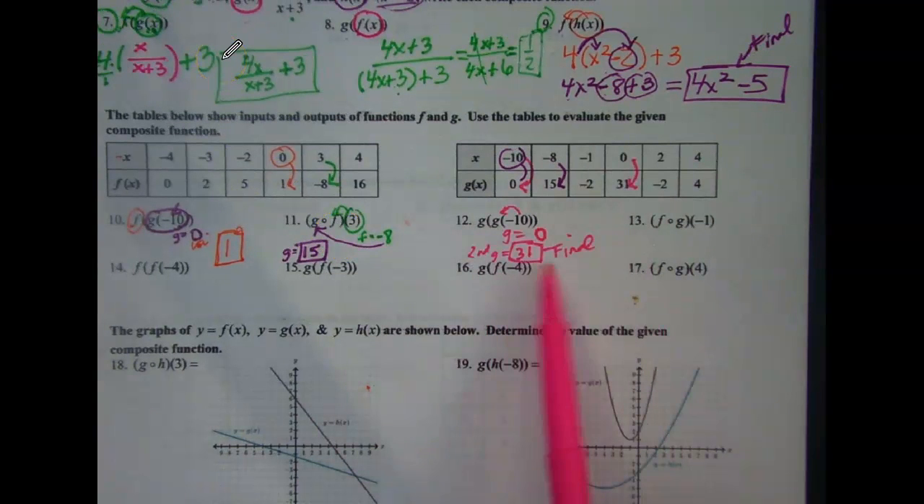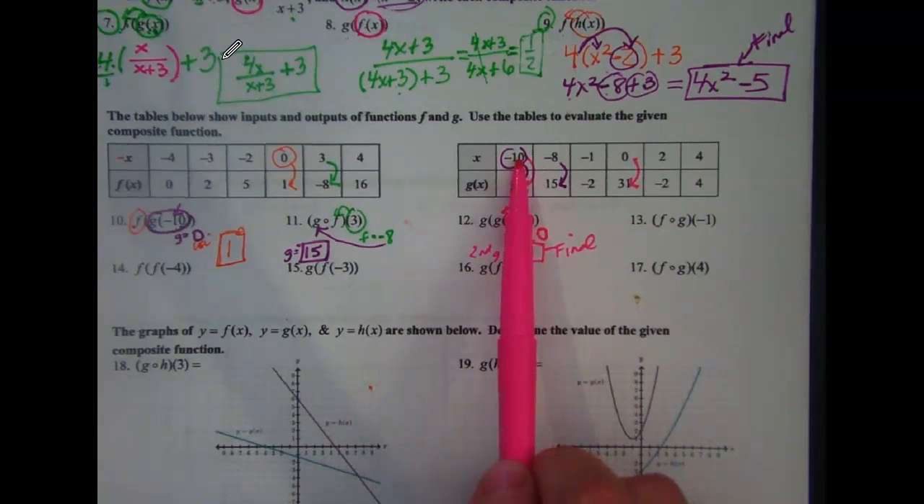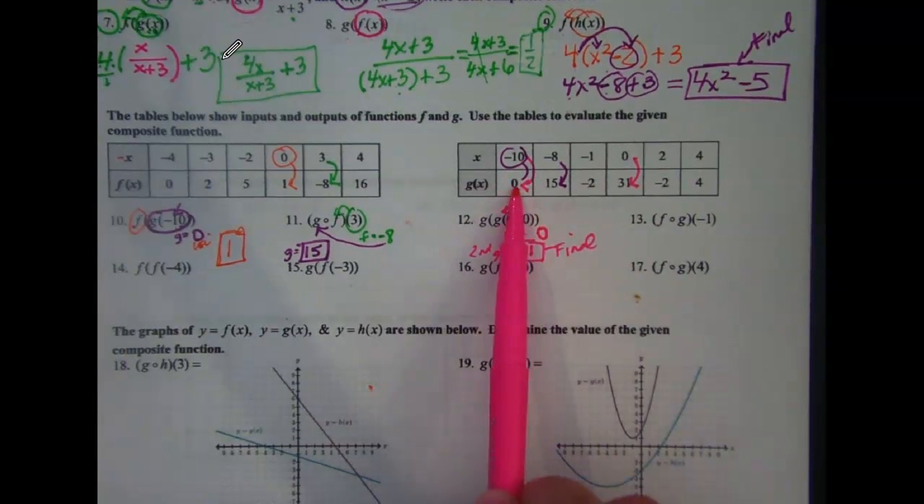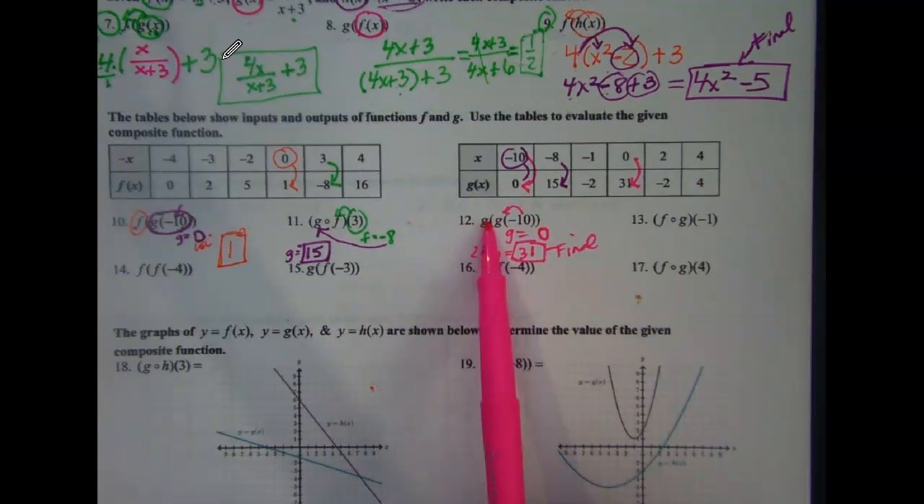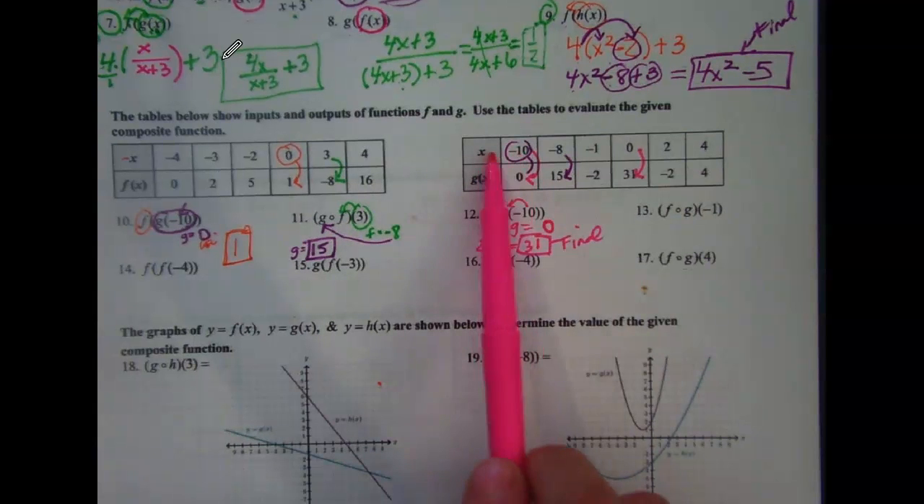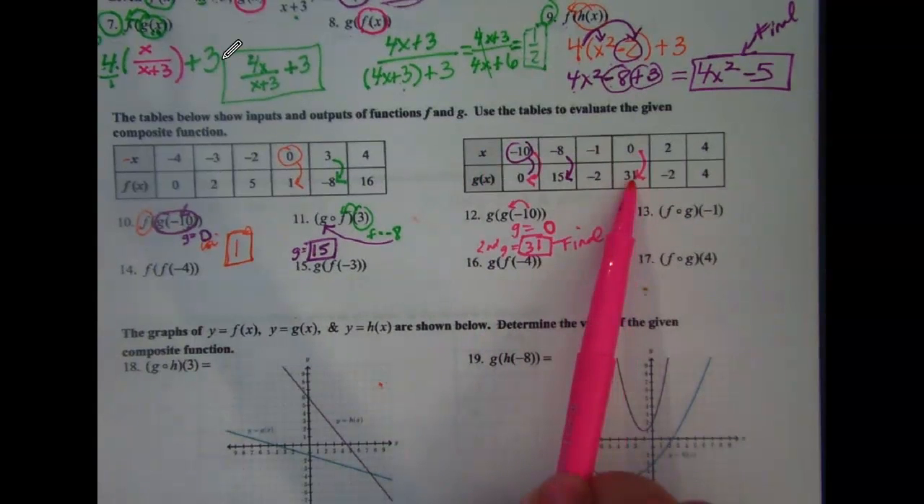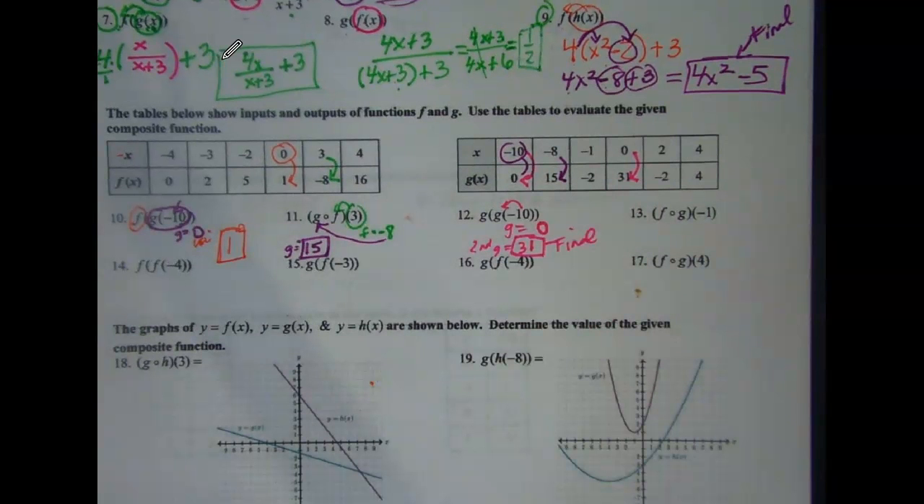Okay, for number 12, you should have got 31 as your final answer. Looking back at this, you plugged in your g. We pretended x was negative 10, and we got 0. So then we used that new number, and we plugged it into our outer, which happens to also be g, but we have a new number. So we have to go where x is 0 this time, and then find the new answer. Okay? All right, go ahead.